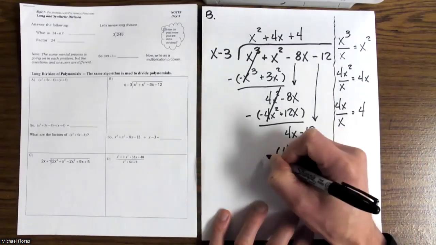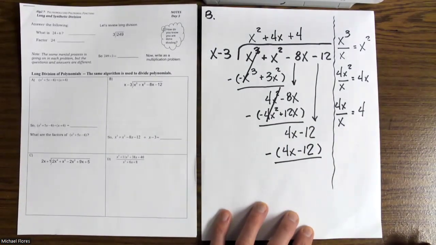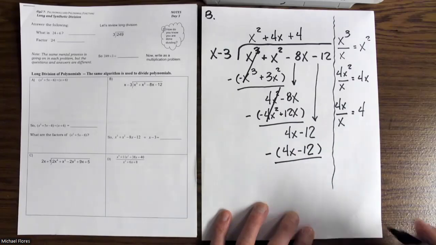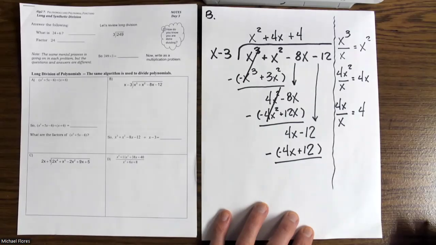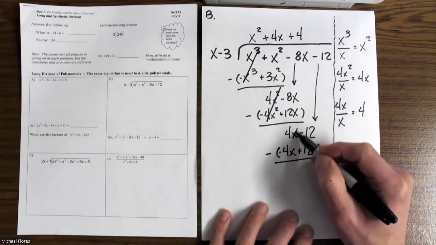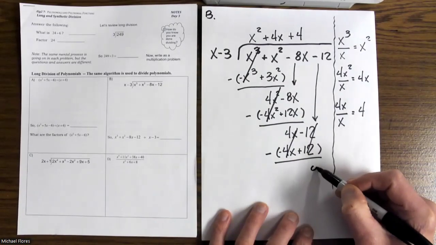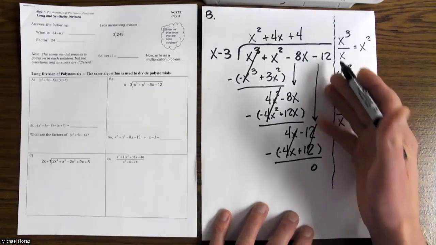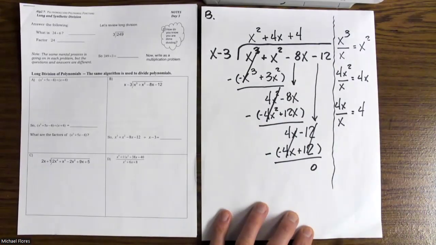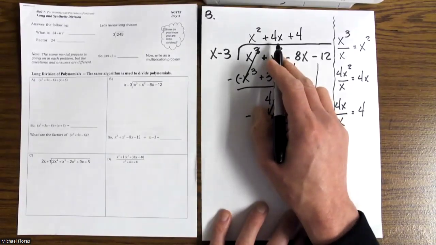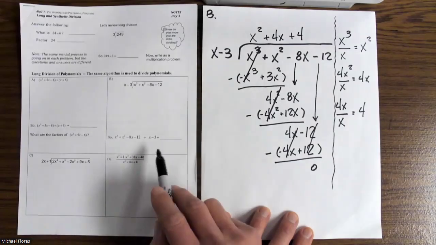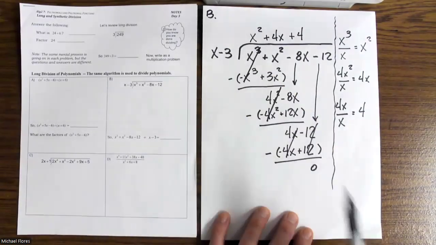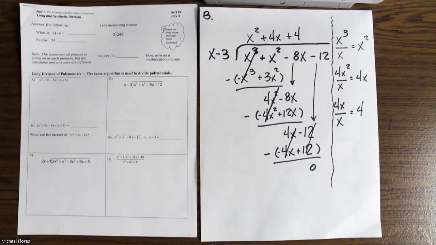Underline, wrap, negative. If you distribute the negative throughout the parentheses, everything changes, and everything cancels. No remainder left over. There's nothing remaining to be dropped down. We're finished. Your answer is x squared plus 4x plus 4.